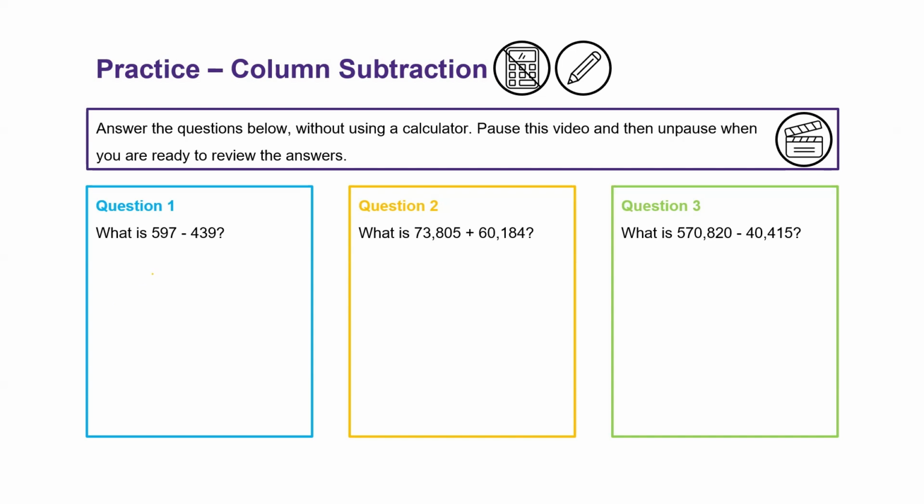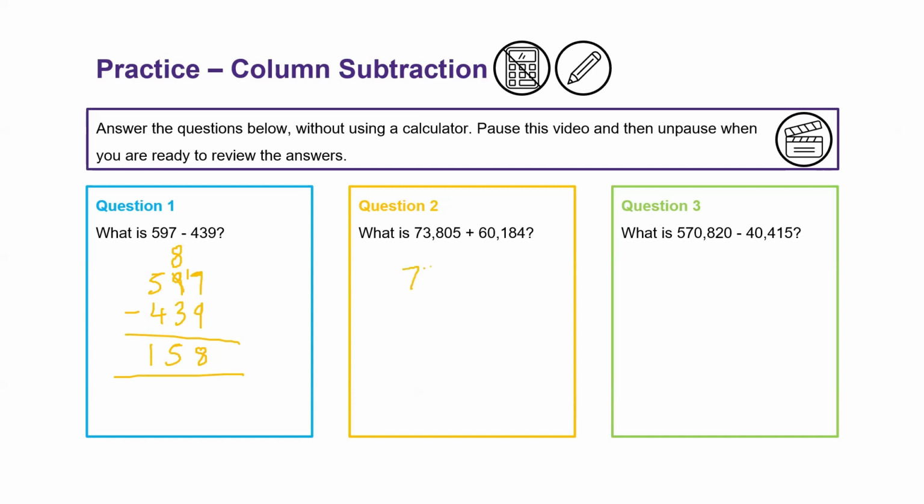So for question 1, we have 597 take away 439. Stack your columns just like that. 7 take away 9 is technically -2. I don't want to go into the minus numbers. So that 7 borrows from next door and goes, hey, 9, can I have an egg? 9 goes, yep, sure, I'll become an 8. That 7 holds the egg, becomes 17. 17 take away 9 is 8. We move on. 8 take away 3 is 5. And then 5 take away 4 is 1. So the answer is 158.